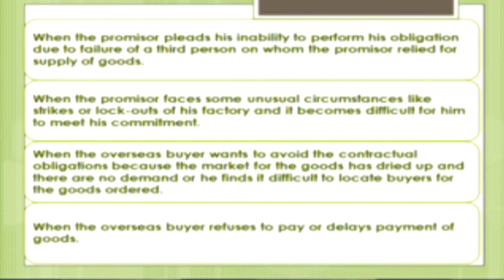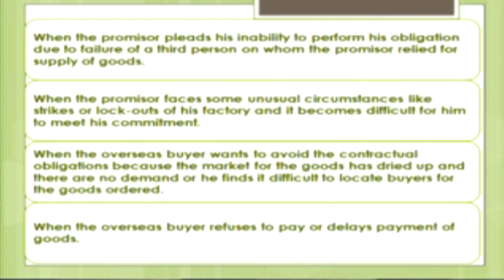When a promiser pledges his inability to perform his obligation due to the failure of a third party, किसी तीसरी पार्टी की वजह से अगर एक promiser ये स्टेटमेंट देता है कि yes he or she is not able to perform that particular obligations जो कि contract में थी, so that will lead towards the dispute. इसकी वजह से भी disputes होते हैं.